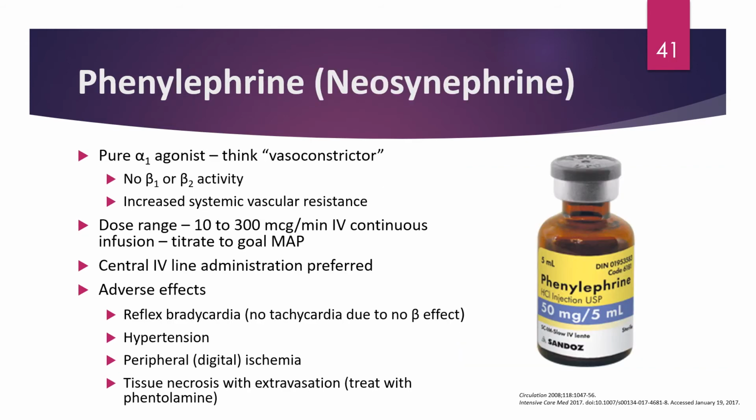Phenylephrine, or neosynephrine, is different from epinephrine and norepinephrine in that it's just pure alpha-1. So think vasoconstrictor. It doesn't really have any beta activity. As a result, it's only going to really increase systemic vascular resistance. It won't necessarily have any direct effects on the heart. You see the dosage ranges here. It's titrated to the goal MAP. Central IV line administration is preferred.